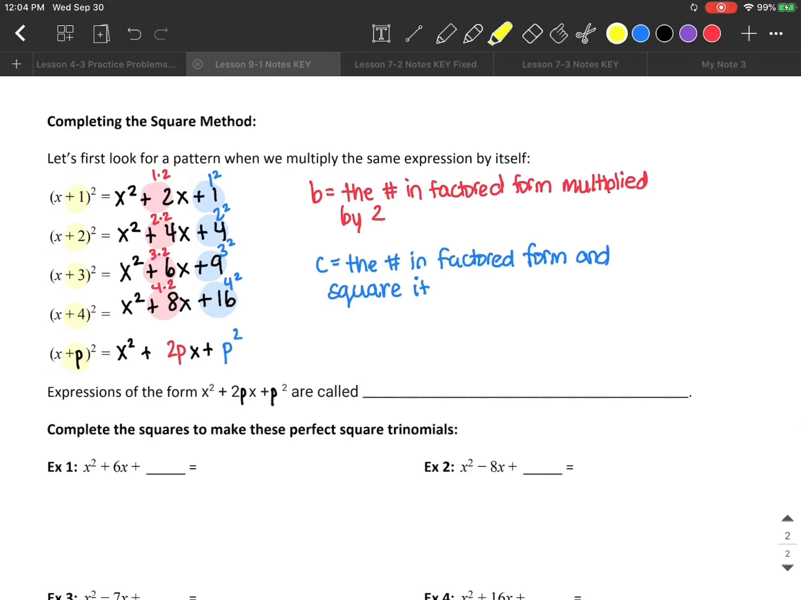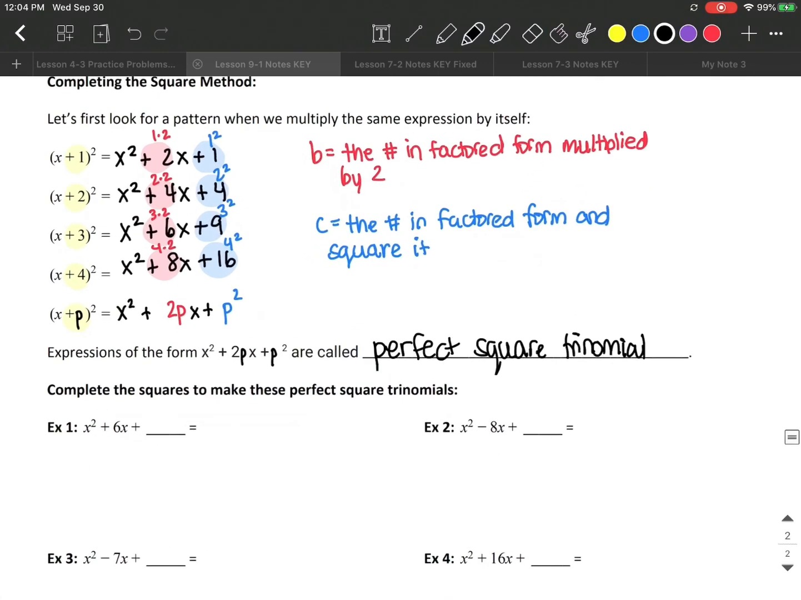So this form that we see here is called a perfect square trinomial. So if I see this form, it's called a perfect square trinomial. Okay. So trinomials, to be grammatically correct, since I'm talking about expressions, plural.